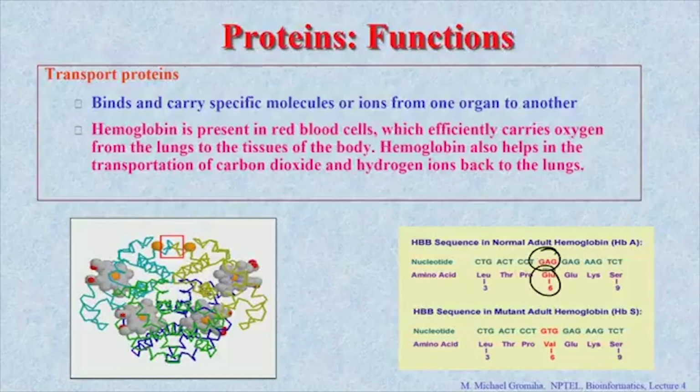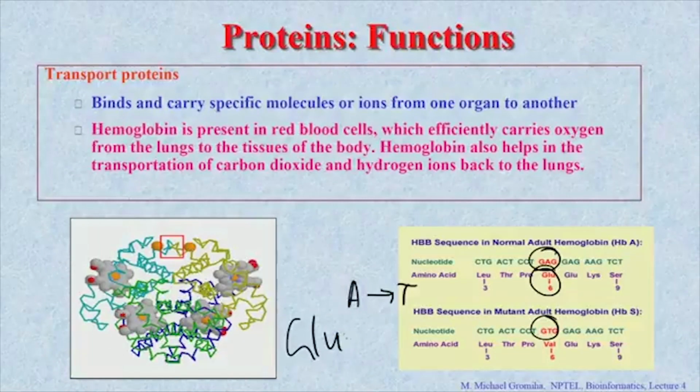For example, here if you see this GAG, right. GAG codes for glutamic acid, and if it is converted to GTG, so A is changed to T, then it changes glutamic acid to valine. So glutamic acid is changed to valine.